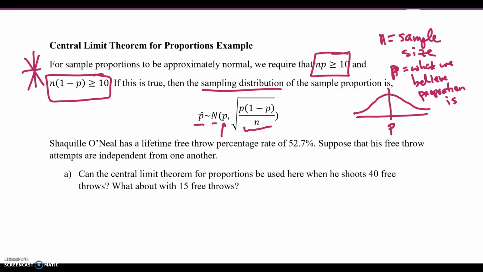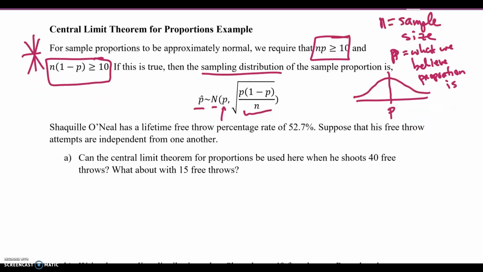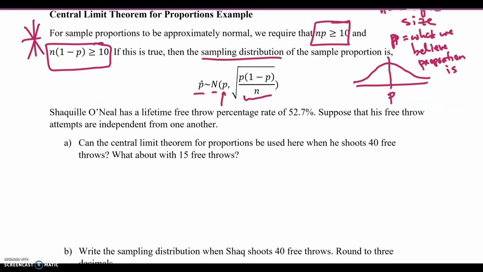Okay, all right, so I'll give you an example of when we use this and how problems will be worded. So here's my example. Shaquille O'Neal has a lifetime free throw percentage rate of 52.7%. Suppose that his free throw attempts are independent from one another. Can the central limit theorem for proportions, which is what we just talked about, be used when he shoots 40 free throws? What about with 15 free throws? So this is basically saying, is 40 free throws large enough for me to say that his percentage rate is going to be somewhat normal?